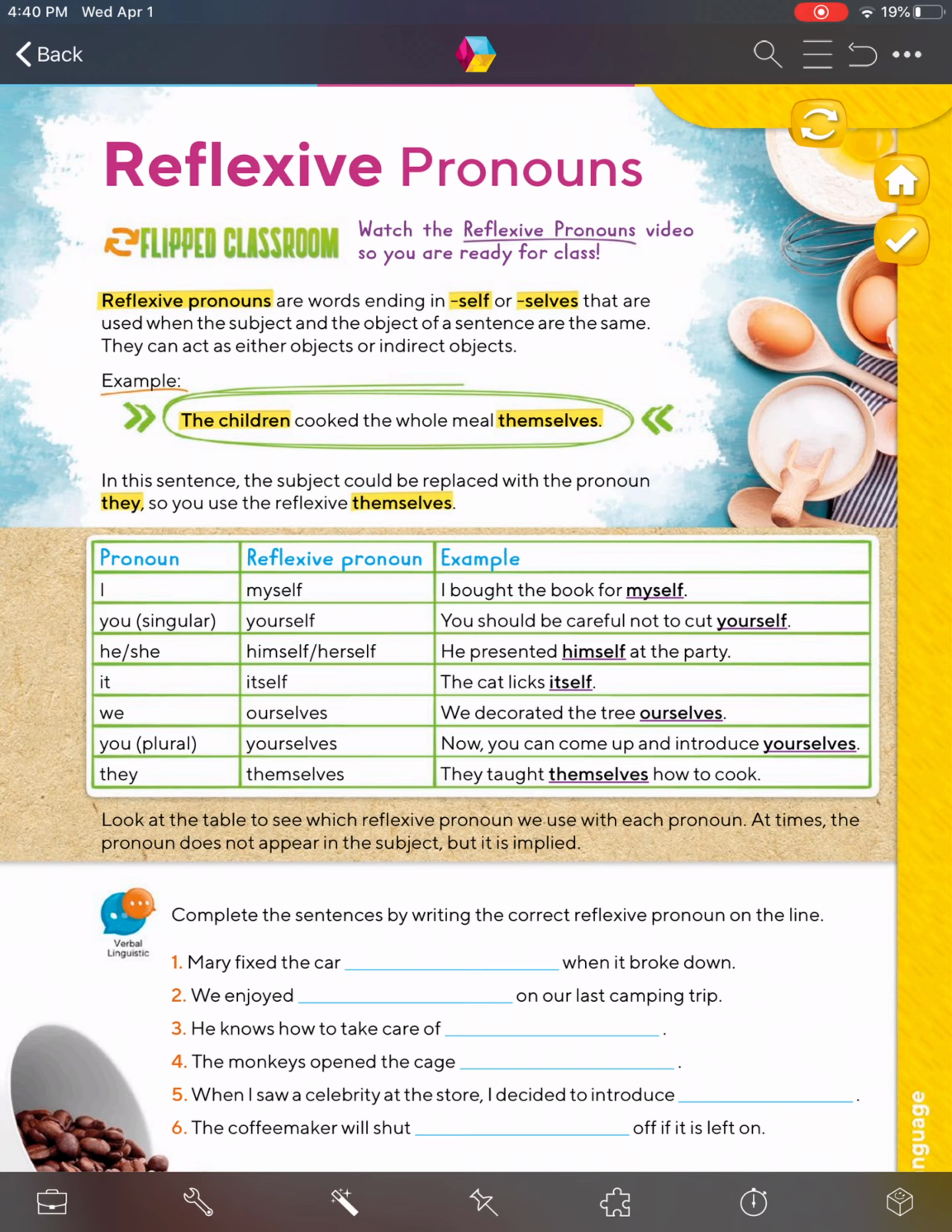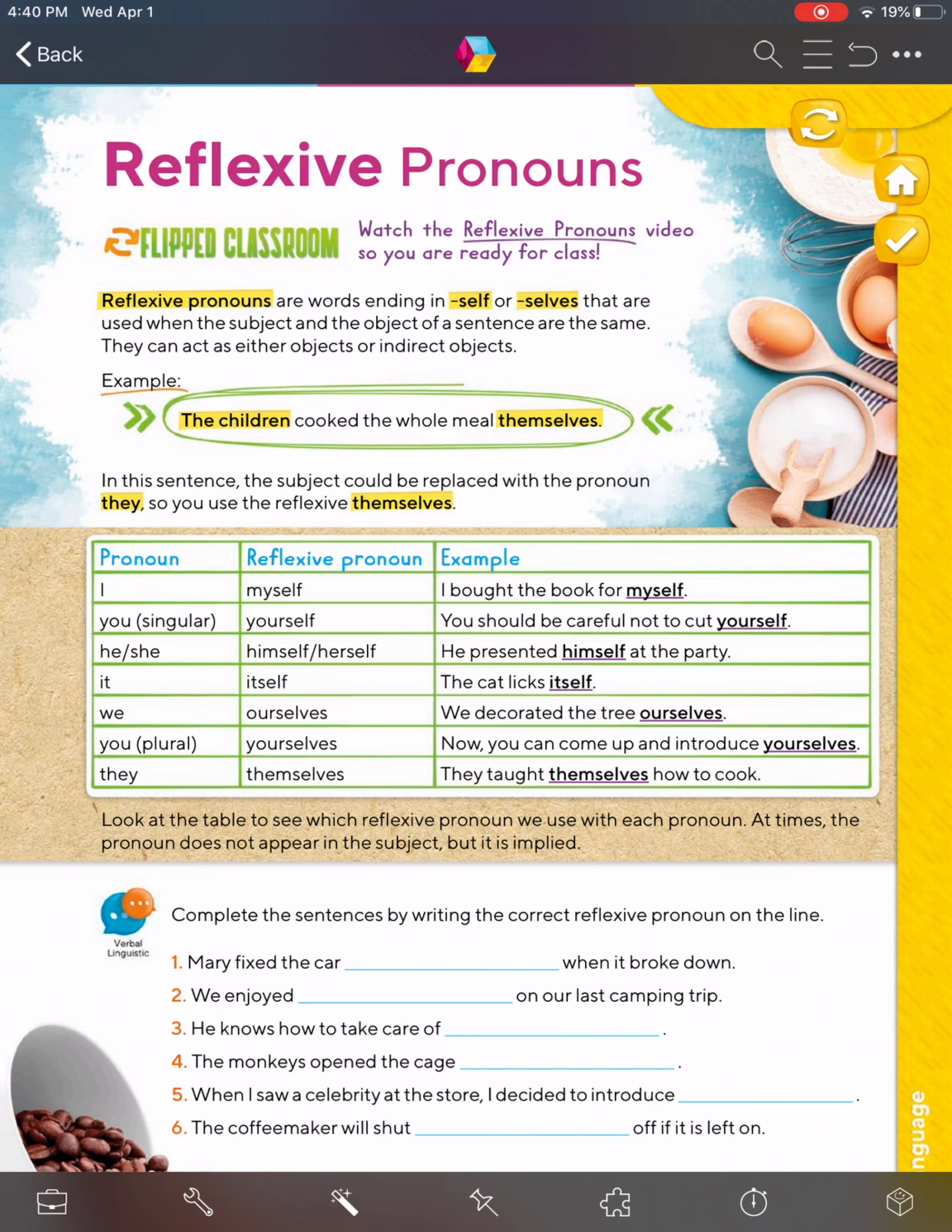Do you remember what a pronoun is? A pronoun is a word that we use to replace a noun in a sentence. And we have different types of nouns and different types of pronouns.